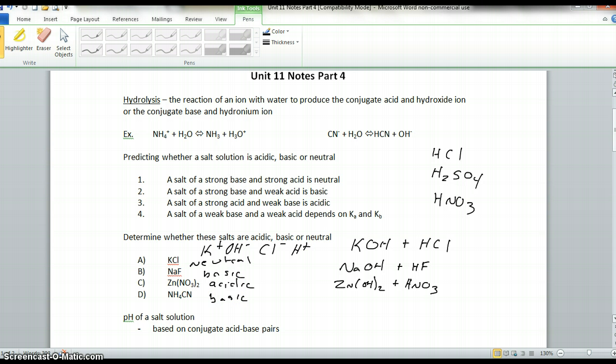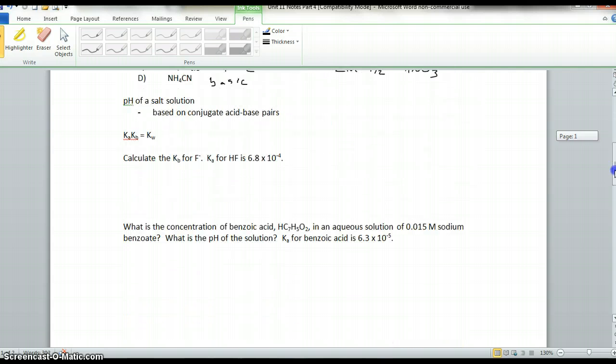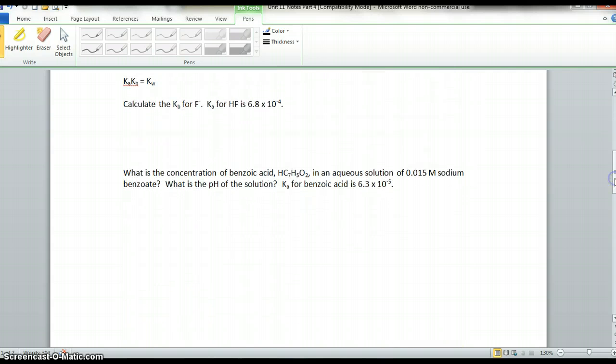So then, just as the concentration of H3O plus times OH minus always equals 1 times 10 to the negative 14th, so too does Ka times Kb always equal Kw, which is 1 times 10 to the negative 14th. The reason why this occurs is if something is an acid, its conjugate base would be the opposite of it. So in this case, we want to calculate Kb for F minus, and we're given Ka. So notice how F minus and HF differ by 1 H.